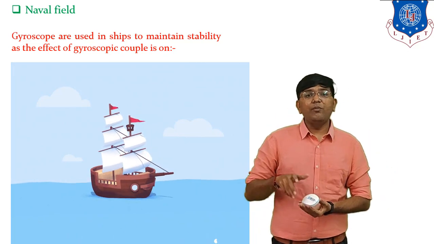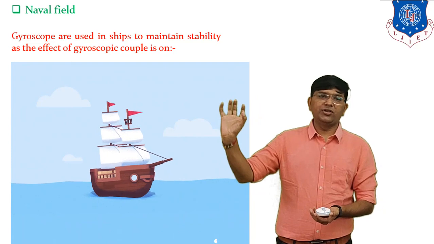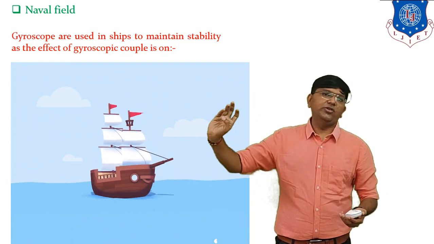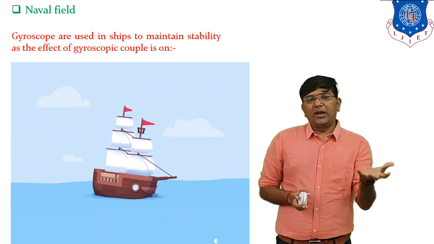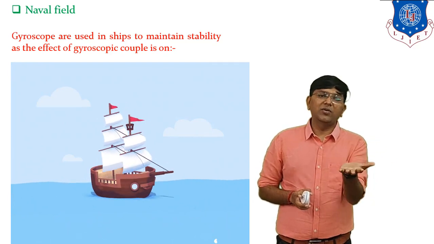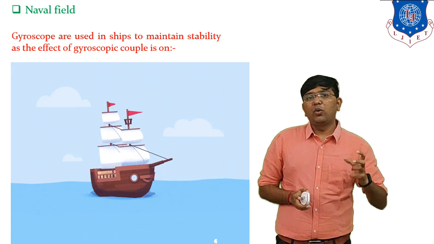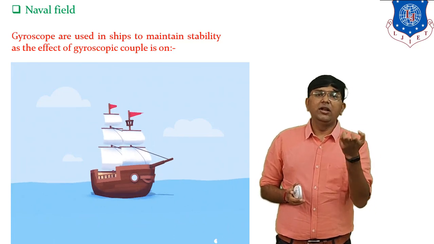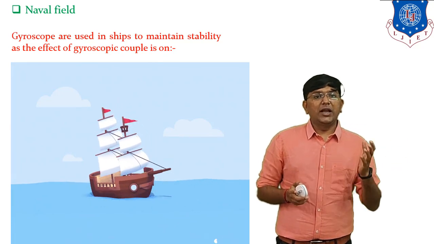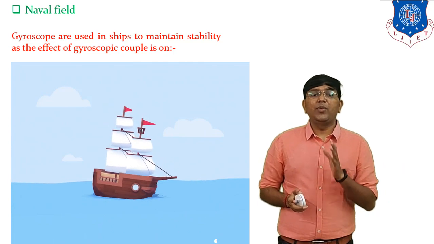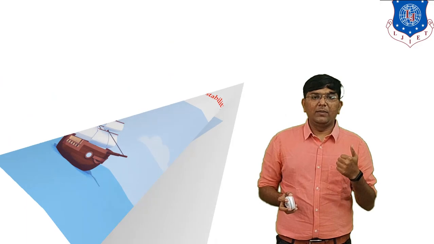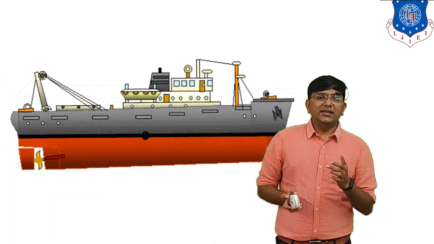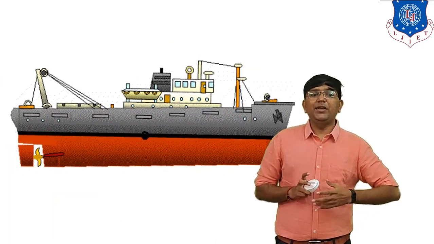So gyroscope maintains all three motions, rolling motion, steering motion and pitching motion, for stability purposes. So whenever the ship moves on the water surface, we have to control all three motions using gyroscope. So gyroscopes are used in ships to maintain stability as the effect of gyroscopic couple. Clear? Okay. So this figure indicates the pitching motion.